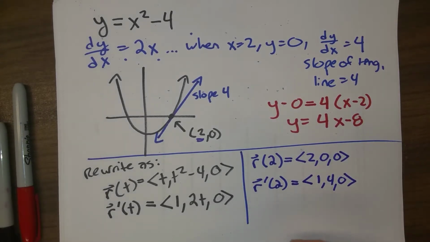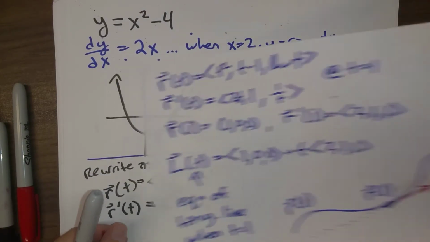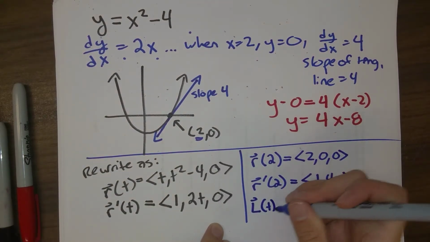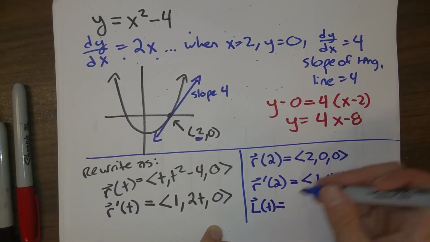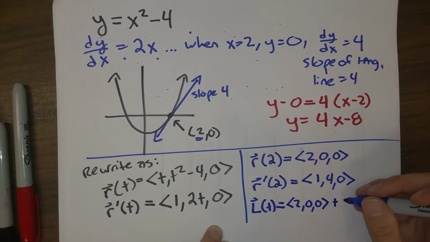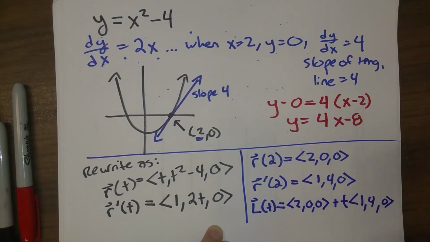And so if we were to use the same method that we had on this slide to write down the equation of the tangent line, we would say our equation of the tangent line, L of t, is the initial point, 2, 0, 0, plus t times our direction vector, 1, 4, 0. Well, what do we notice here?